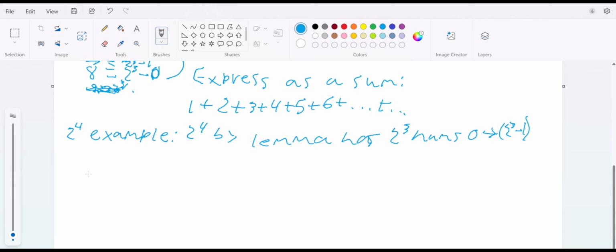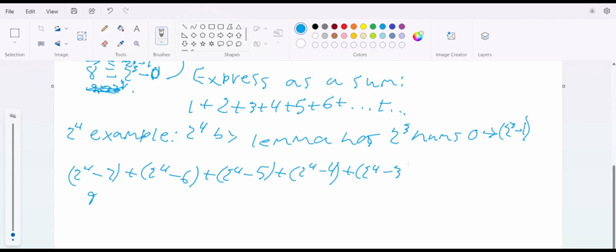Okay, so we can express those, like I showed earlier, from 9 to 16, as 2 to the 4 minus 7 plus 2 to the 4 minus 6 plus 2 to the 4 minus 5 plus 2 to the 4 minus 4 plus 2 to the 4 minus 3 plus 2 to the 4 minus 2 plus 2 to the 4 minus 1, and then let me sneak it in here, plus 2 to the 4 minus 0, and that's going to give us 16.